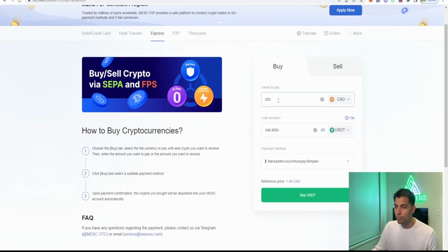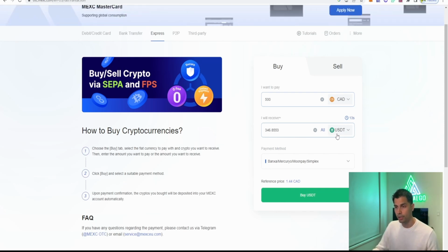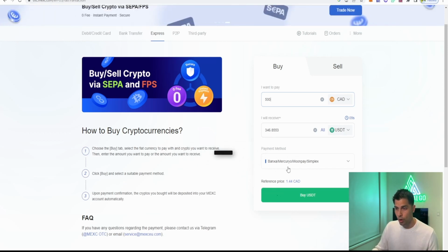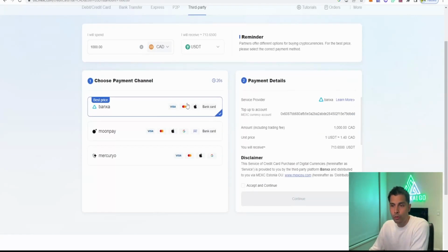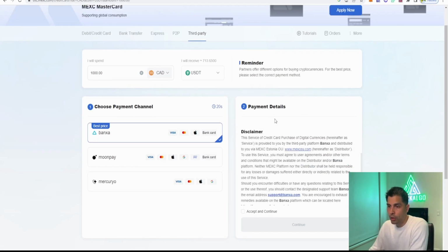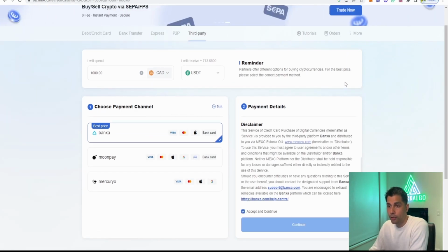Okay, so I'm going to get 346 US dollar tether, this cryptocurrency that is backed to the United States dollar. And it's showing me here that I'm going to be going through a third party. Now it's giving me an overview, and over here it's showing me the best price available, which is this third party method. And I'm happy with that. You want to read this disclaimer, go ahead. I'm going to accept. I've done this already. You take your time to read it. It's essentially just giving you all those little disclaimers that you always find everywhere.